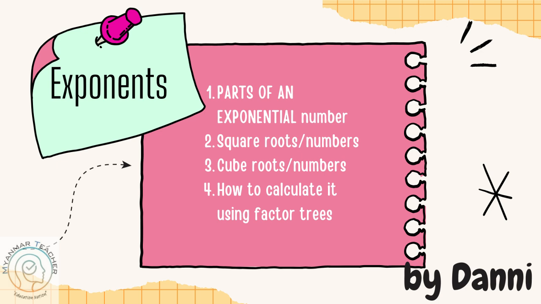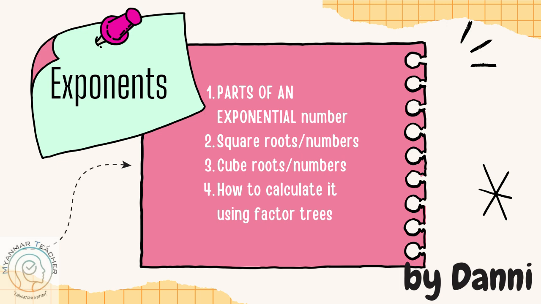Exponents. There are four parts to this: parts of an exponential number, square roots or square numbers, cube roots or cube numbers, and how to calculate square roots or cube roots using factor trees. Because when the numbers get high, like let's say 79 cubed, you can't really multiply it. Well, you can multiply, but it's harder. And I meant square roots and cube roots, because you can't divide them and it would just take too much time.